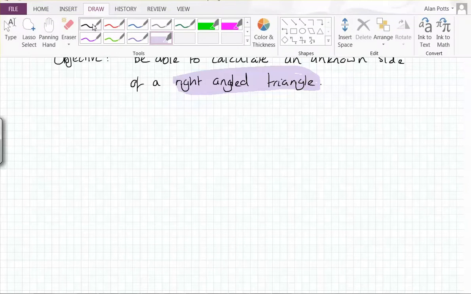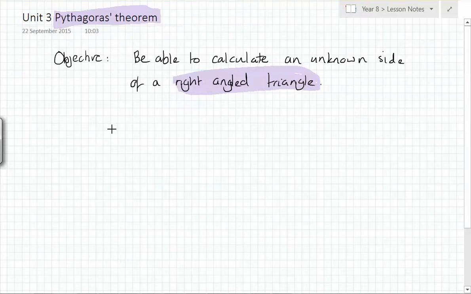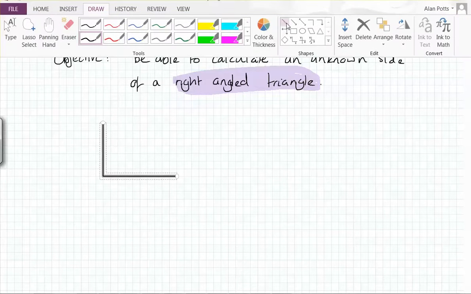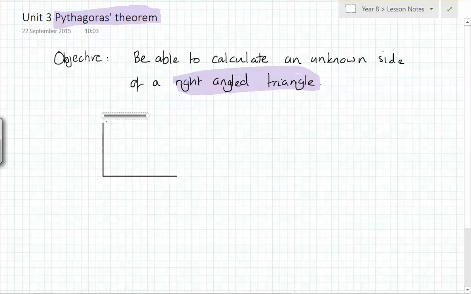Right, so basically what we need is a right angle, and when we have a right angle, then we can make a triangle out of it. So can you draw yourself, using a ruler, a nice right-angled triangle?